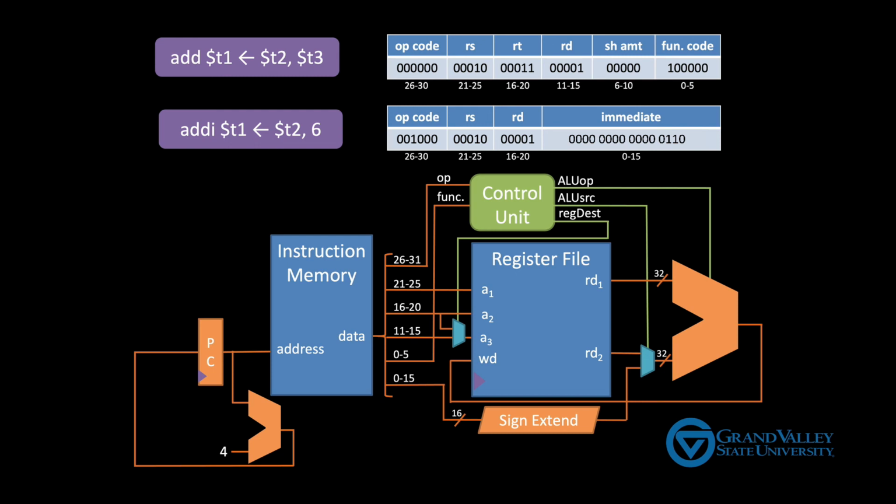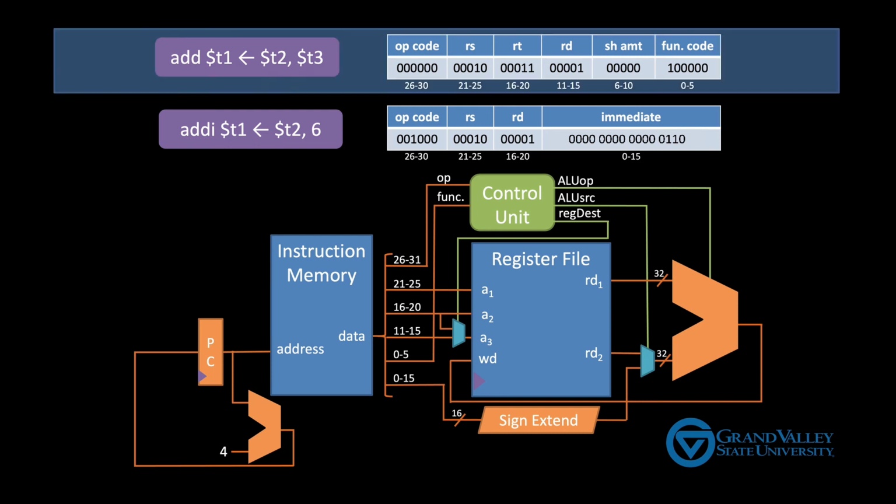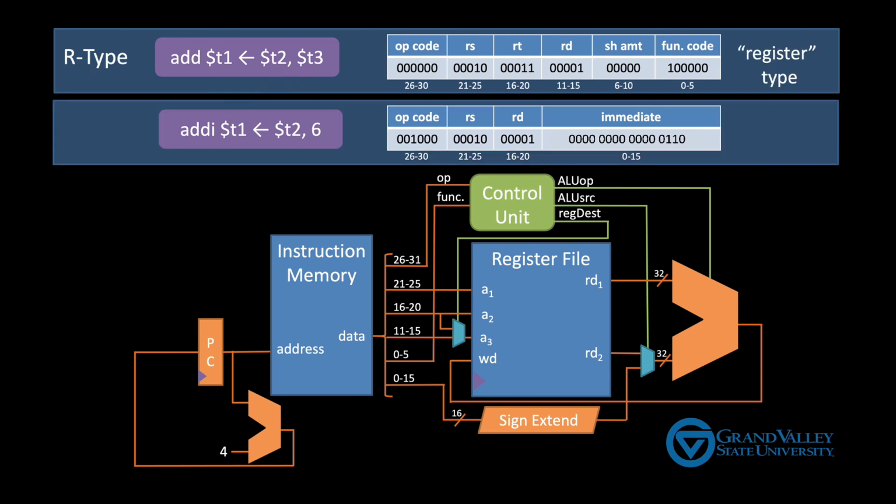For now, those instructions can take one of two forms. The first type takes as input values in 2 registers, and we call this type R-type or register type. The second type takes as input a value in a register and another value stored immediately in the instruction. We call these I-type or immediate type instructions.